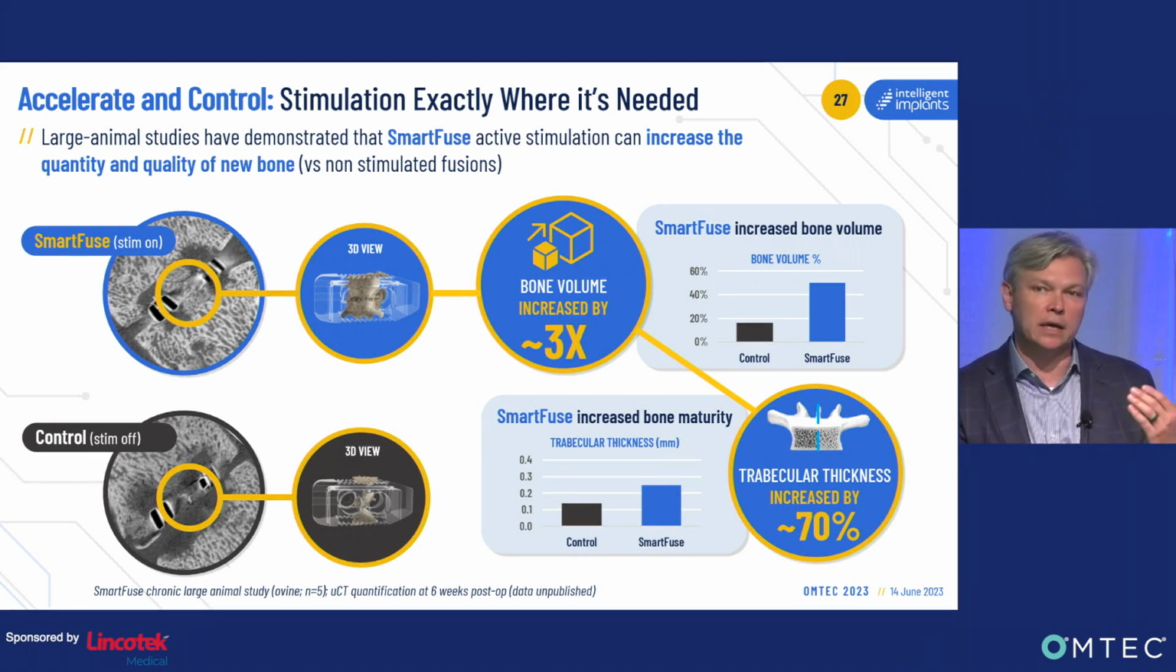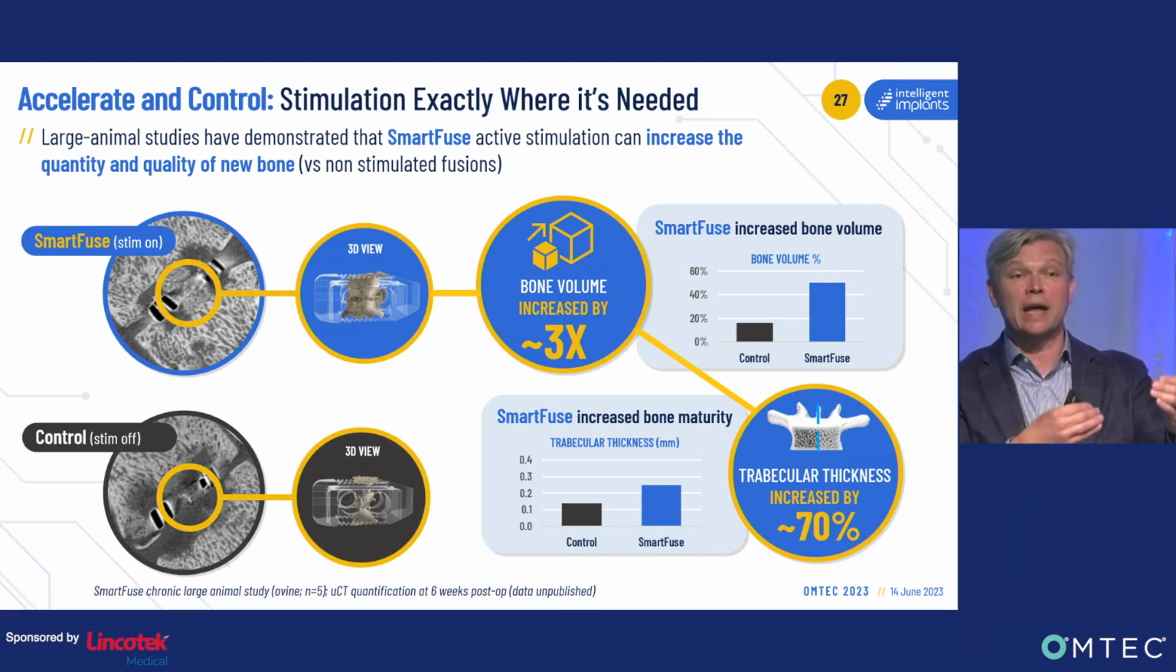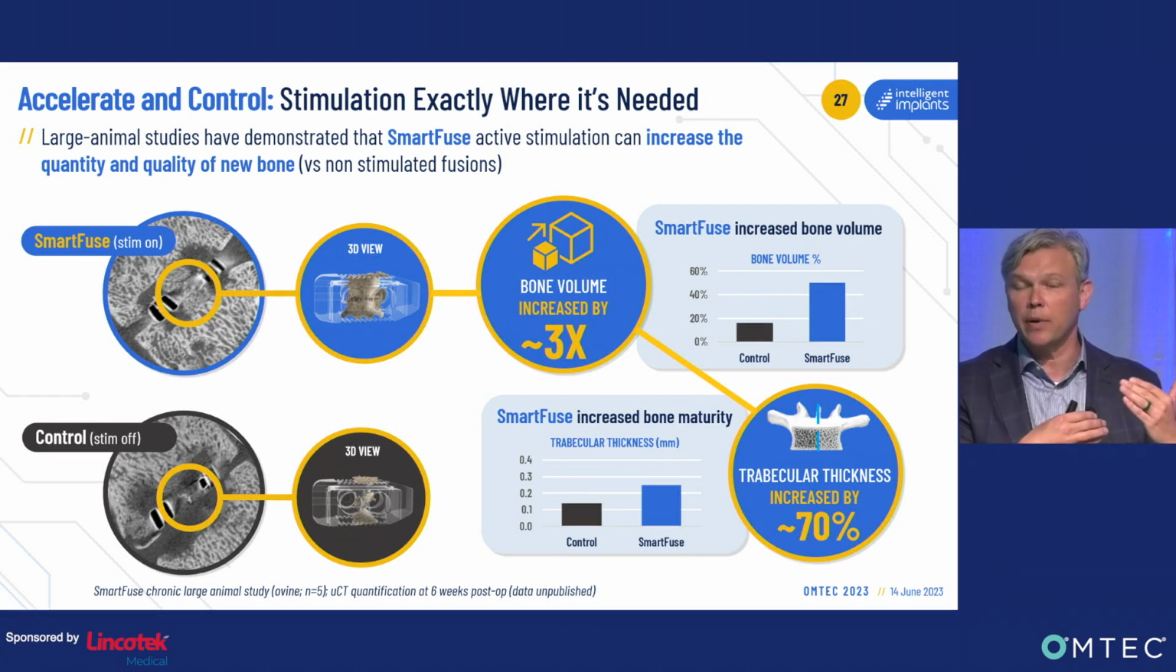Our animal data is done in sheep. We typically do two levels, L2, L3, L4, L5, same implant, same procedure, but we just activate the stimulation in one of those levels. That allows us to isolate the impact of the therapy, and we see three times the amount of bone growth, a 70% increase in trabecular thickness, and all this happens in about half the time. So a lot more bone, better quality bone, and it happens a lot quicker.